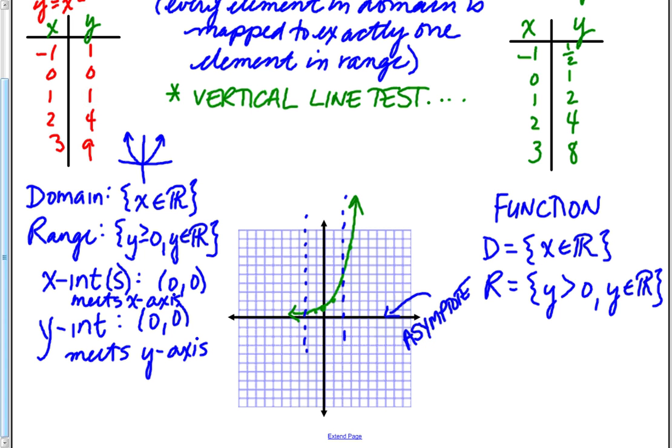Let's look at our new function. There are no x-intercepts. It does not meet the asymptote. There is a y-intercept of 1.